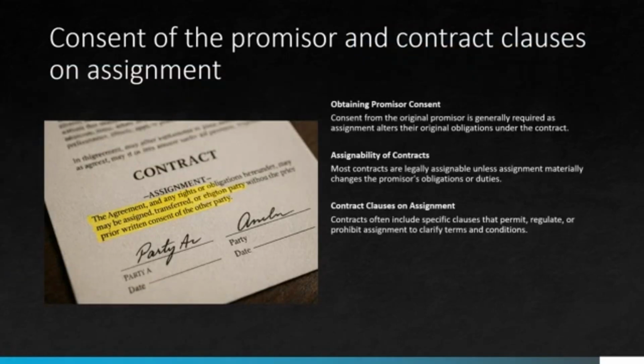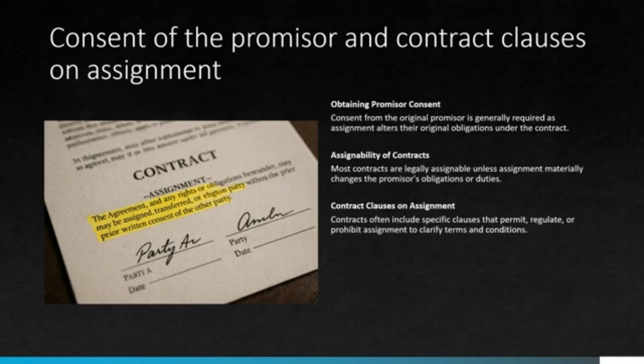With consent of the promisor, and contract clauses on assignment. With consent of the promisor, what actually has to be the consent of the original promisor, since the assignment will change their obligation under the contract. So they need to be okay with it and give their consent. And most contracts are assignable under the law unless, of course, it's going to materially alter the source of obligation or duty.